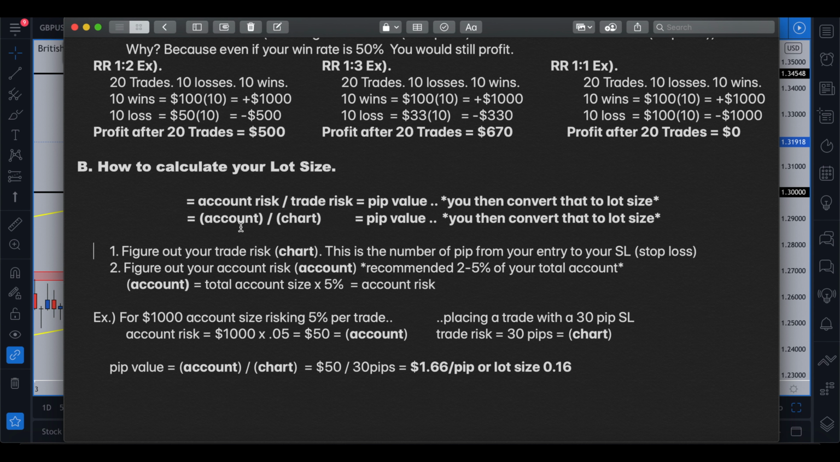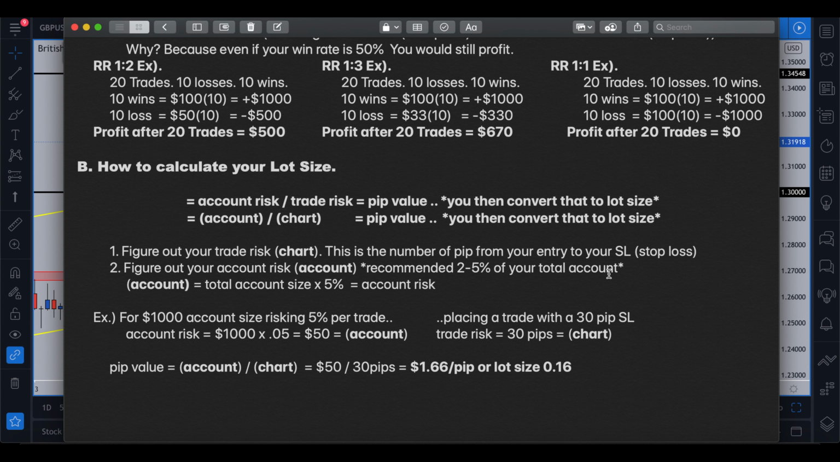Account divided by chart, right? And you want to know that chart number, aka the trade risk. So one, figure out that trade risk, and two, figure out your account risk, and that's pretty simple too. It all depends on how much you're risking out of your total account size. So typically I recommend 2 to 5% of your total account.